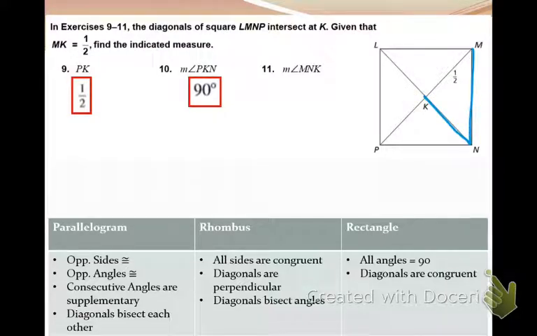What is the measure of the entire angle at N? 90. So we keep that in mind. Since this is part rhombus, where the diagonals bisect angles, how would you bisect 90? Divide by 2. What is 90 divided by 2? 45. There you go.